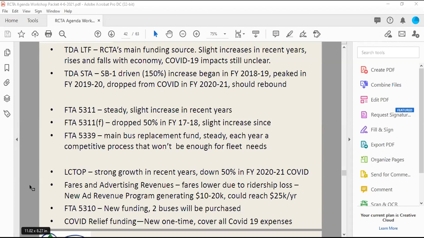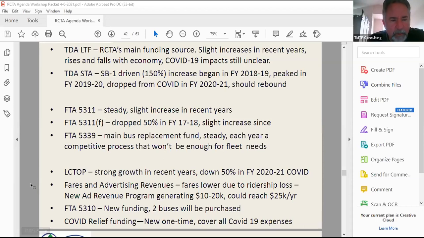Dan, can I jump in while we're on this slide? I had a couple of things to highlight for the group. So these are the sources. That pretty much lays them all out. But the board, the newer board members especially, might be wondering, okay, well, where does each of these go? What do we spend it on? So I wanted to take maybe 2 minutes to talk about that.